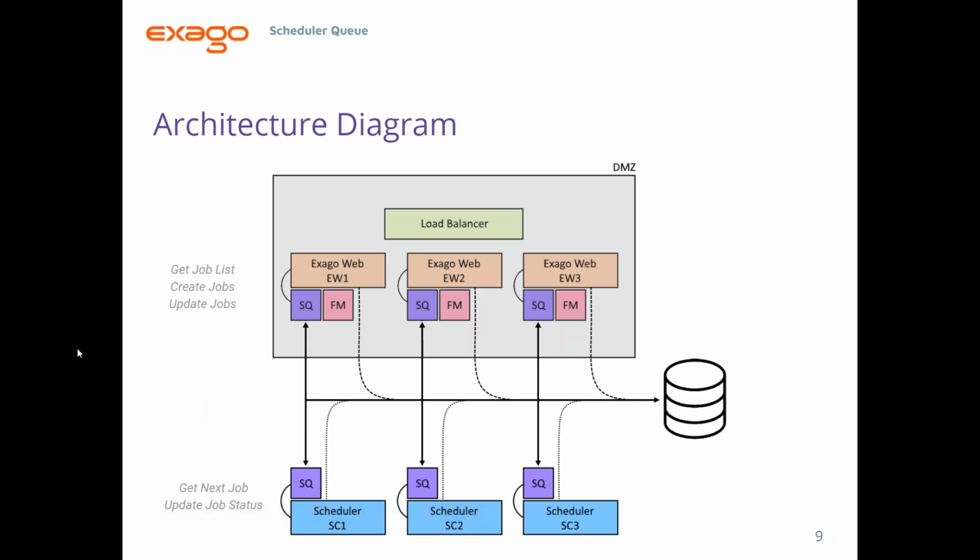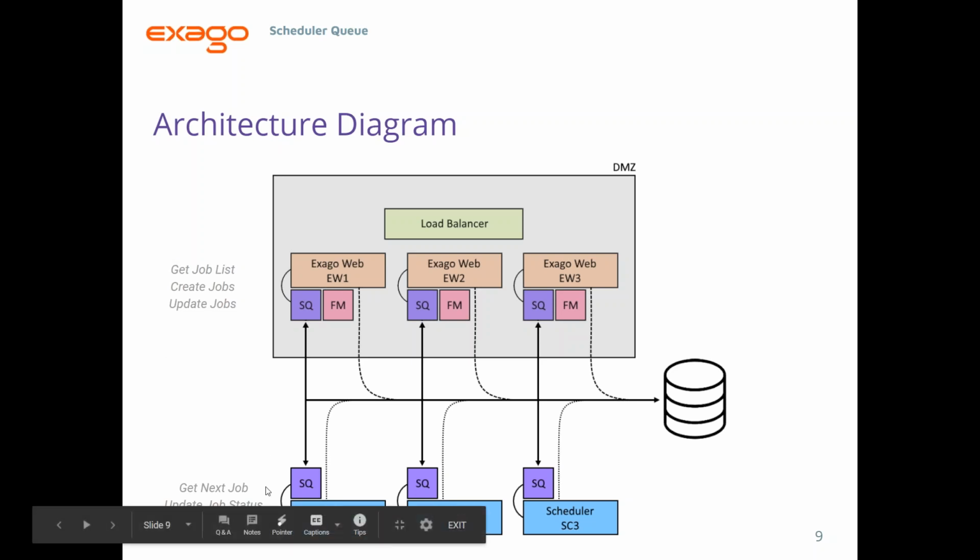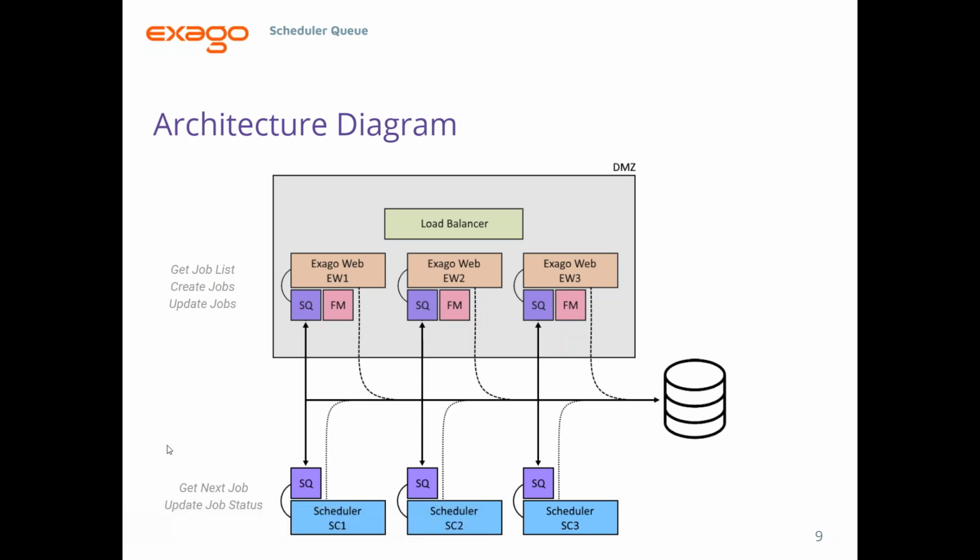works here is we have specific methods. And so some methods are going to be called by the Exago web interface when jobs are getting created or updated. And some methods are going to be called by our scheduler installations. Those are going to be when you need the next job and when you need to tell the queue, hey, I finished with that job. Here's the next time it's running.